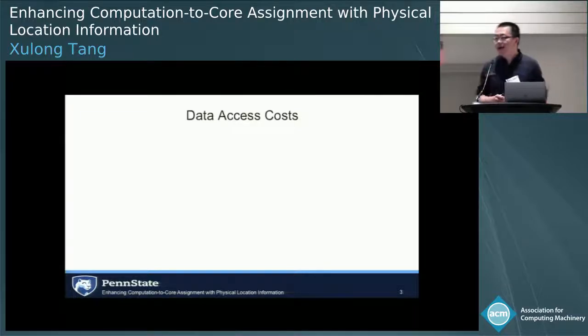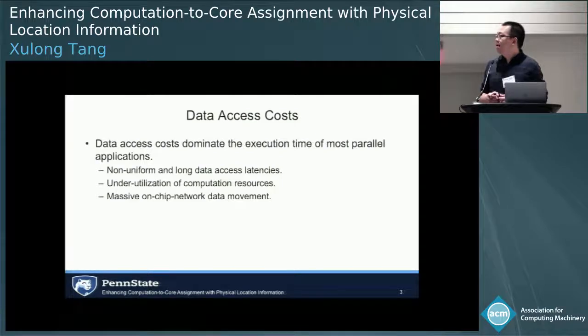One reason behind this is the cost of data access. Actually, the data access cost can dominate the execution time of most parallel applications running on many-core systems. This is due to several reasons, for example, the non-uniform and long data access latency, the underutilization of compute resources, as well as the massive on-chip network data movement, which consumes a lot of the energy of the on-chip network.